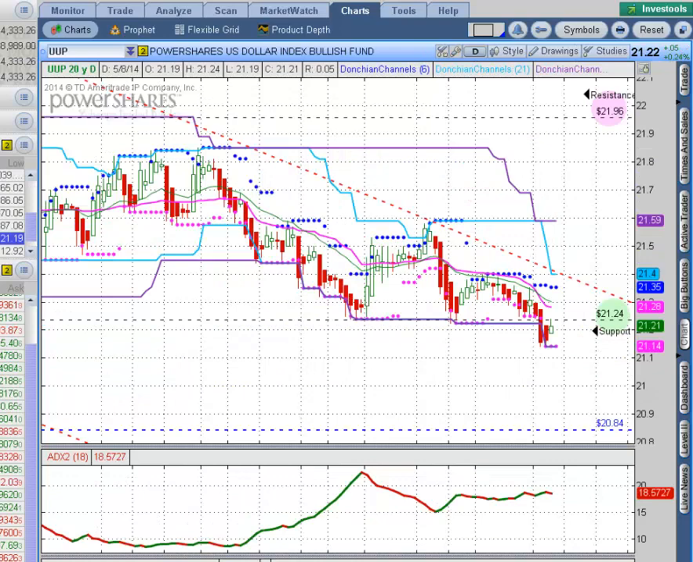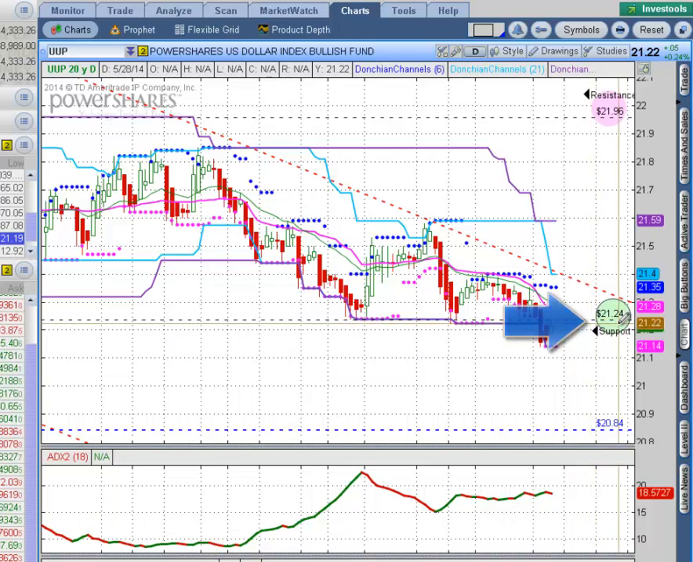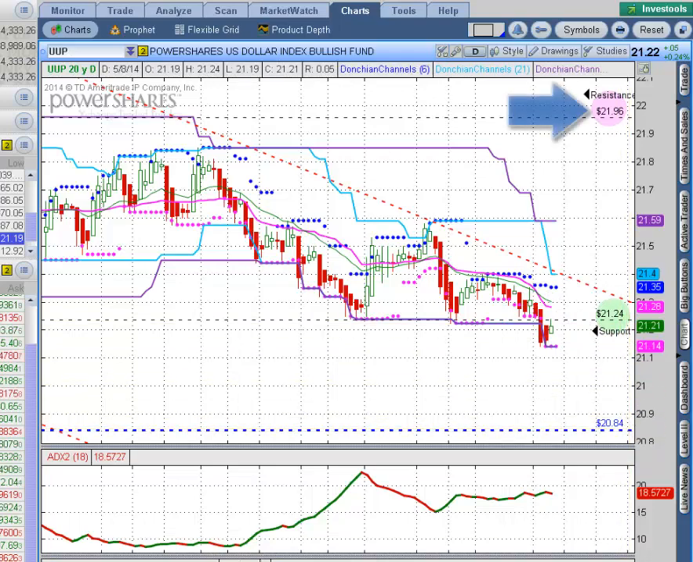The US dollar closed up. Price is approaching the old support level and maybe the new resistance level at 21.24, as seen by the green oval. The next lower support level is at 20.84. Resistance is at 21.96 as seen by the pink oval.